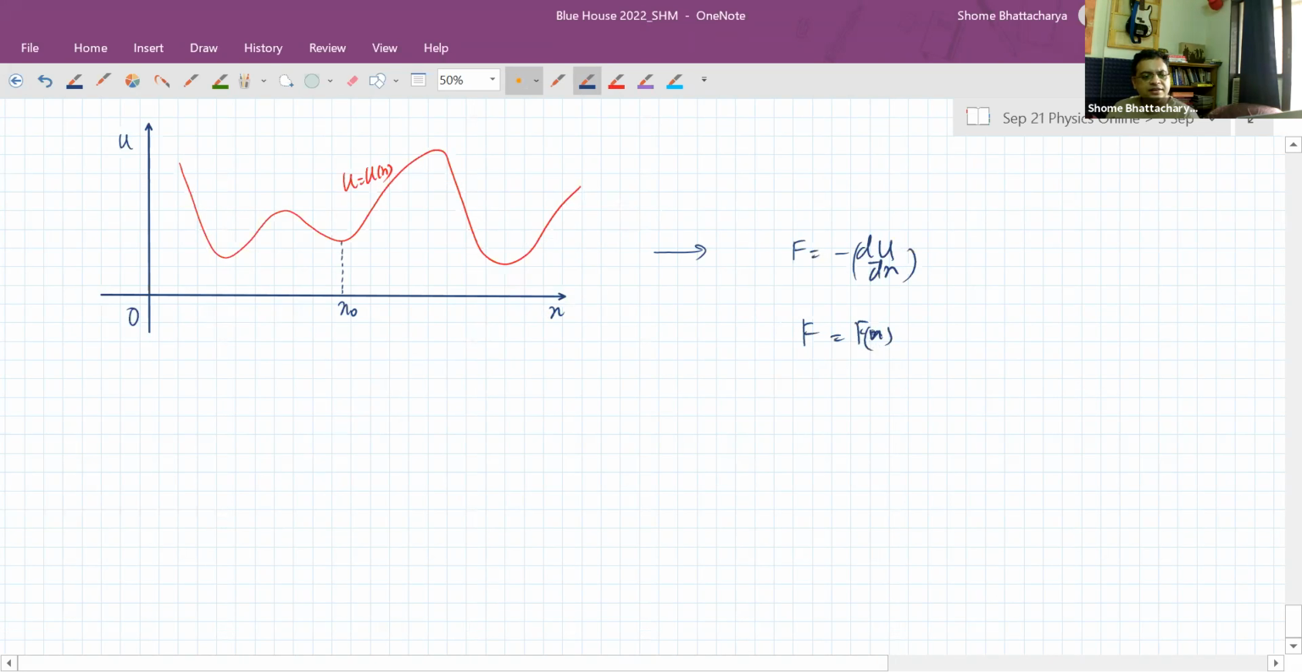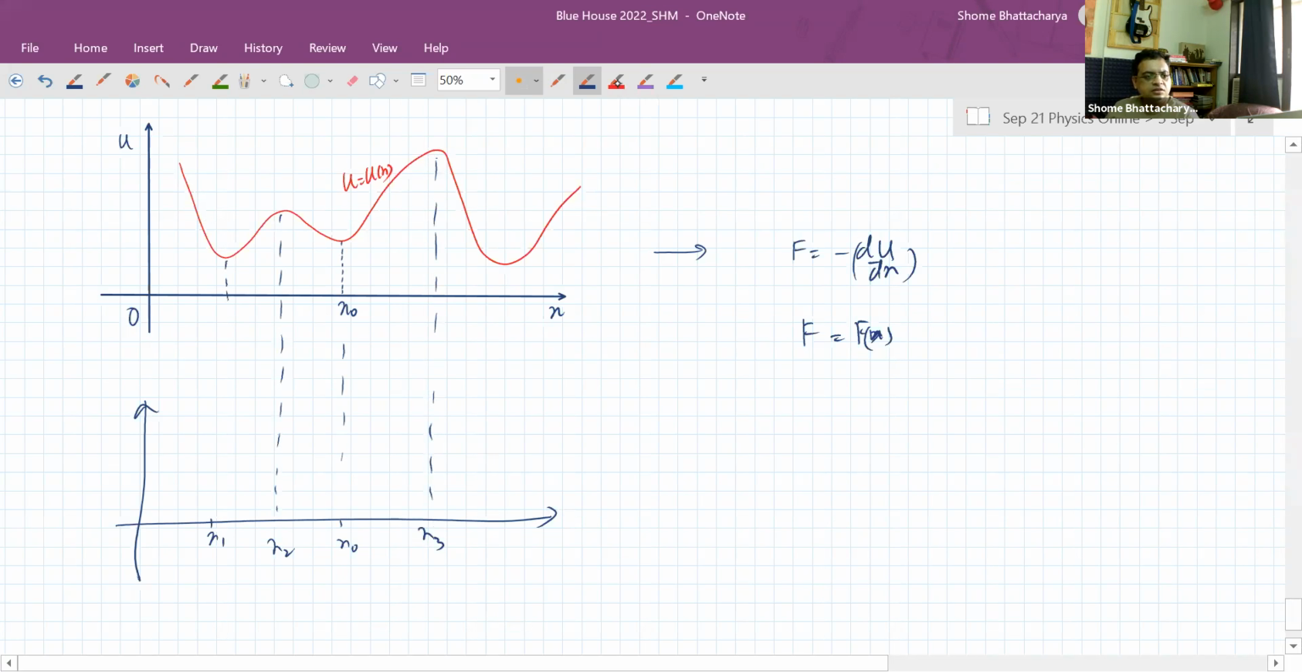So when we are plotting that F as a function of x, for corresponding points, you can see that where u is having a negative slope, f will be positive. So let's say this is the point x1, this is the point x0, the point x2, where there's a local maxima.